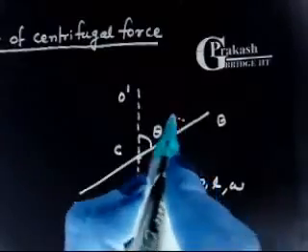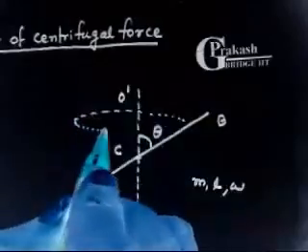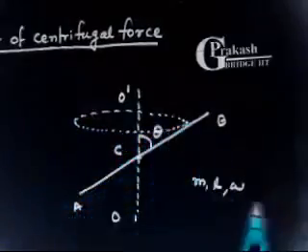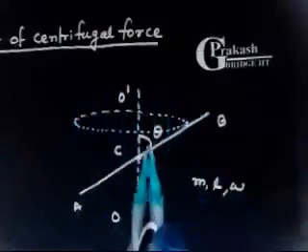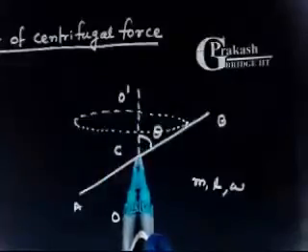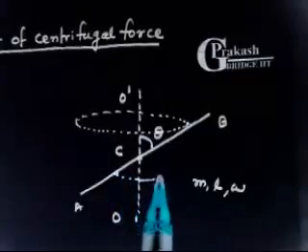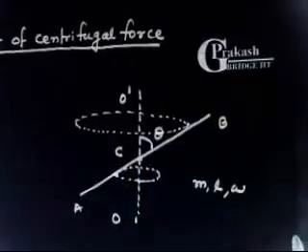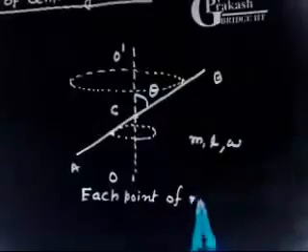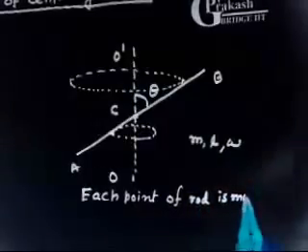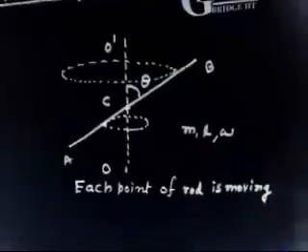So this rod is moving something like this. You see, each point of the rod is moving in a circular path. The upper point is moving in this circle, this is moving in this circle, this point is not moving at all, and this is moving in this circle. So each point of the rod is moving in a circle.